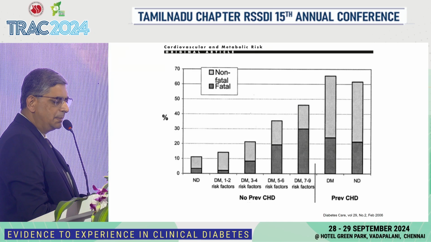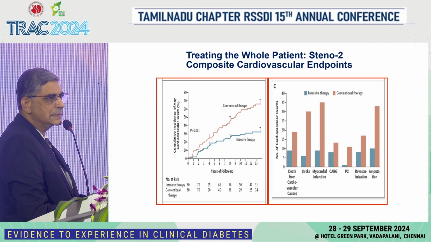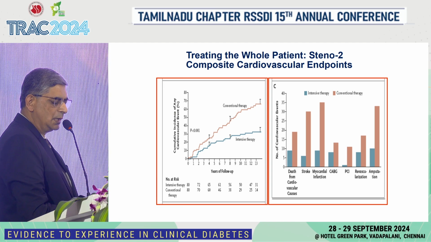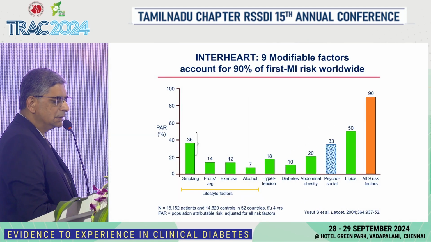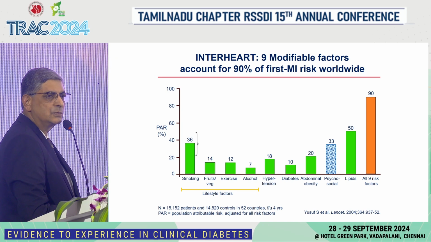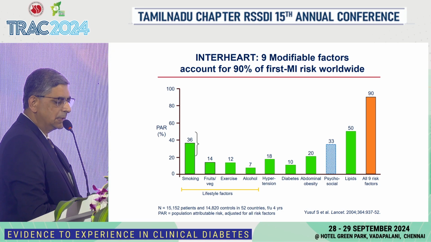So today we believe that we need to do multiple risk interventions, and you've got the INTERHEART study, the STENO-2 study, and many studies which looked at the benefit of intensive control through multiple risk interventions. And here are the 9 modifiable risk factors that account for almost 90% of the first MI risk worldwide. You need to ensure that you do a multiple risk intervention rather than look at only glycemic control.